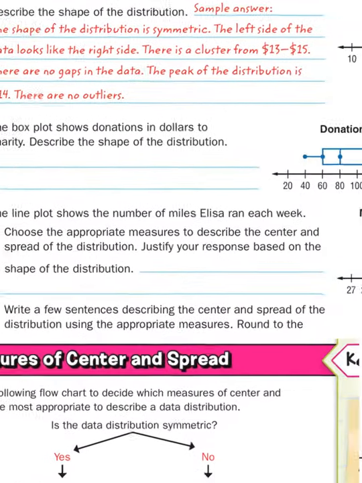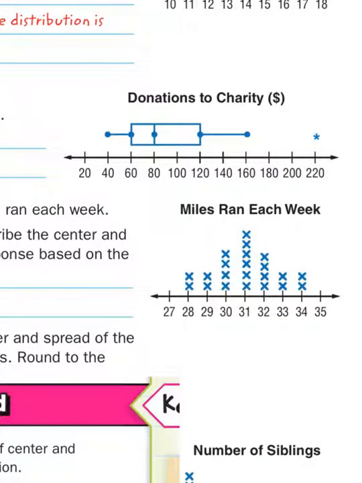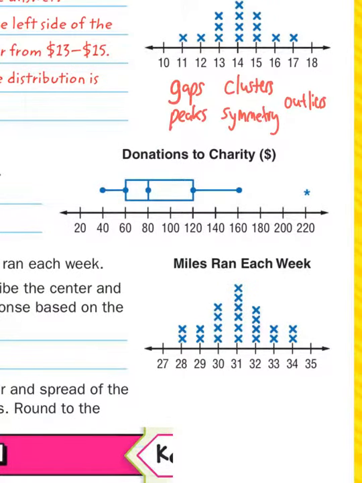So let's take a look at this box plot, and we are going to describe the shape of the distribution. It says donations to charity, and we have our box plot here, and notice the star with the outlier. Now, right here, I have the 5 words we use to describe data distributions. Maybe you have forgotten this, but 3 of those words don't work with box plots. We cannot see gaps because we cannot see individual numbers. We cannot see peaks because we cannot see individual numbers. And we cannot see clusters. So your description here has to talk about whether it's symmetrical and whether there are outliers.